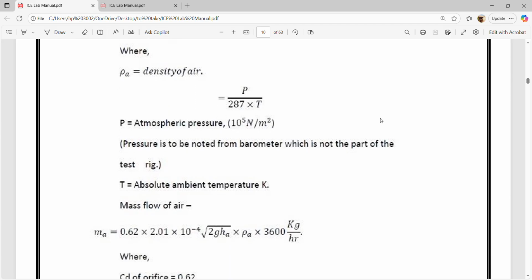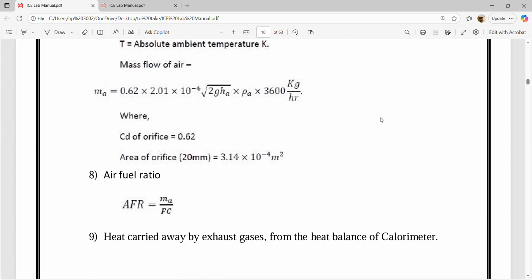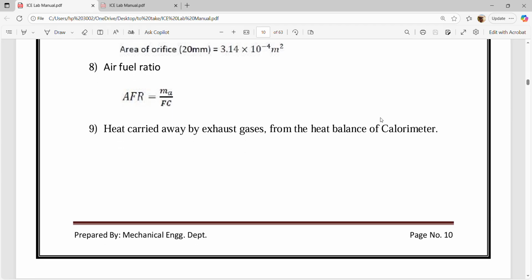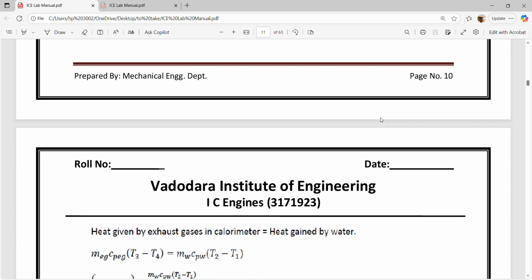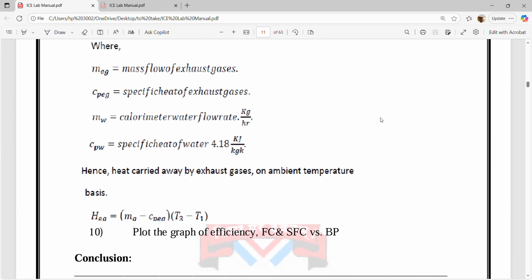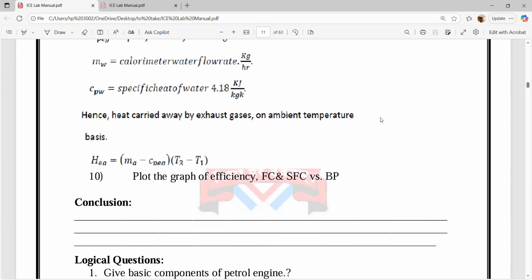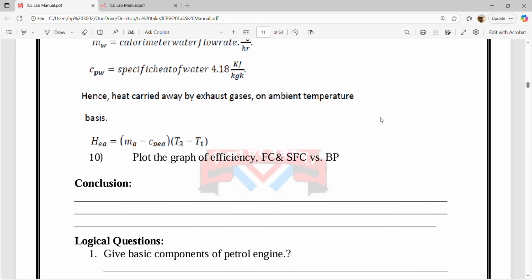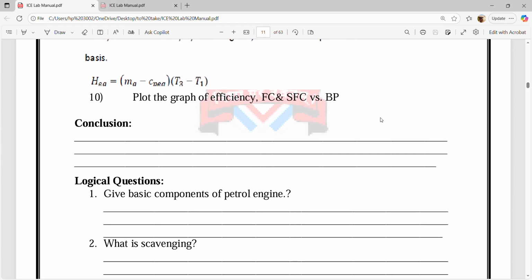See, this is air fuel ratio Ma upon Fc, heat carried away by the exhaust gases from the heat balance of calorimeter. Here all the specification and nomenclature is given. So at last we have to write down the conclusion, that what we have concluded in this experiment. And these are some of the logical questions to be answered.